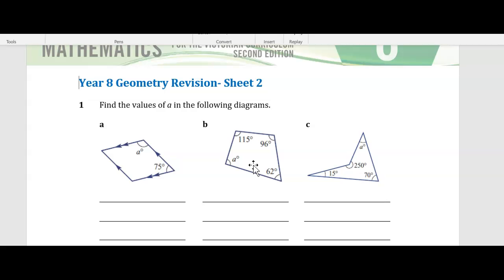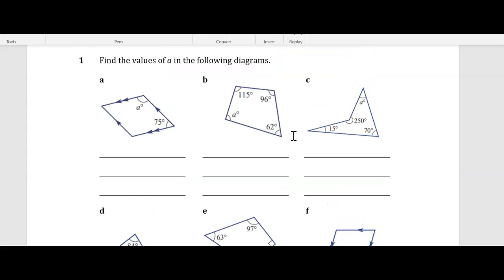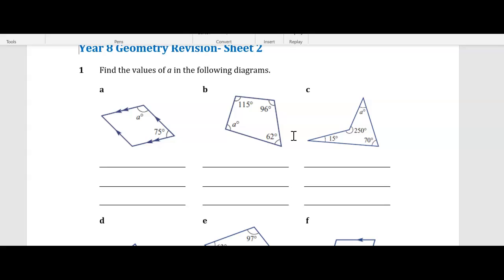So we're looking at quadrilaterals here, and a quadrilateral is just any four-sided shape, doesn't matter what it looks like. Quad meaning four, so just any shape that has four sides. So these three all have four sides, and these are a little bit different. D has four sides. E also has four sides, but you can see the side has been extended. Anyway, let's get straight into the question.